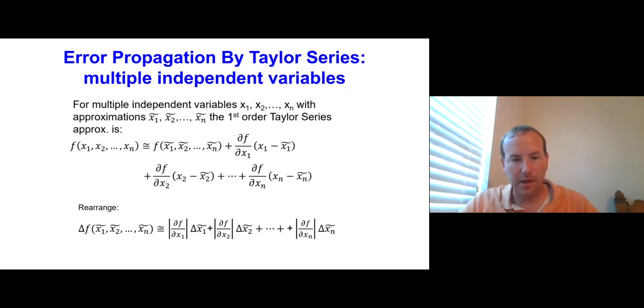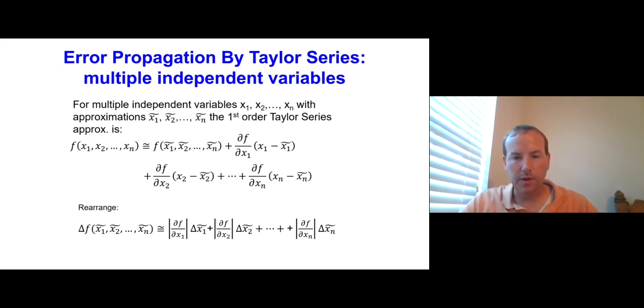And so using the same logic, if we rearrange this, we could come up with a multi-dimensional version of the error propagation, where we say that the error in the prediction of f right here is given by the partial derivative of f with respect to x1 times the error in x1, plus the partial derivative of f with respect to x2 times the error in x2, and so on, using this formula.